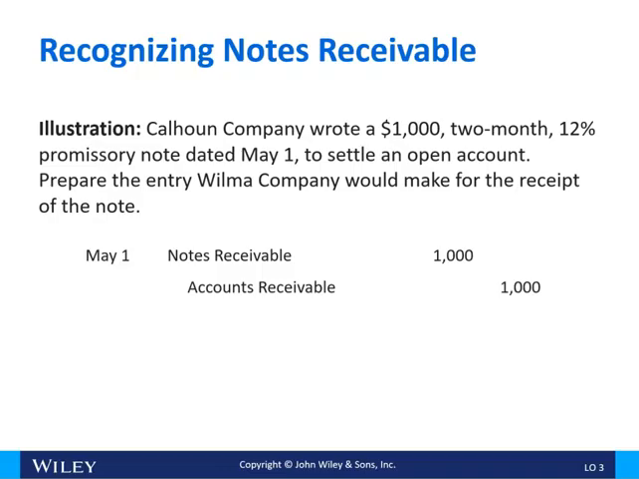If the note was just to borrow money, that we were just loaning money to Calhoun Company, they weren't settling an account, we would still debit notes receivable, but the credit would be to cash because we're giving them cash. But in this case, they had an open account. They're trying to settle that open account, so we reduce our accounts receivable with the credit.